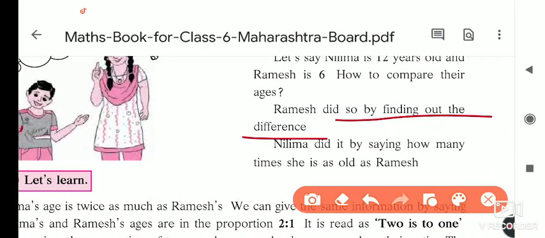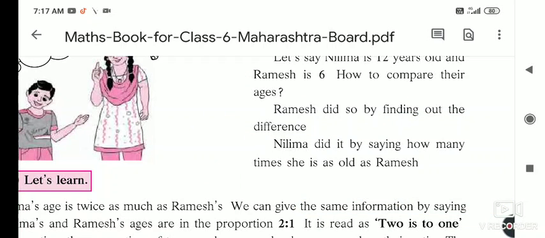Ramesh is smaller, so he said that whatever his age, suppose Nilima's age is 15 years, he is smaller than her by 6 years. So how many years is he? 9 years. If Nilima is 12 years old, then Ramesh is 6 years.